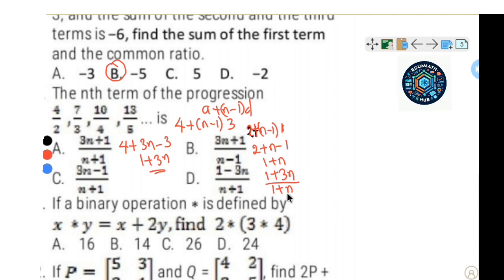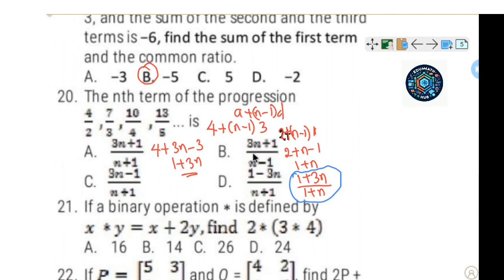So you just look for that in the options. So 1 plus 3n divided by 1 plus n. So this is 3n plus 1, which is the same thing as 1 plus 3n. So you see that this is the answer here. Take note of this option. This is not the answer, because at the bottom part, the denominator, you have n minus 1, but you are supposed to have 1 plus n. So this is the answer.